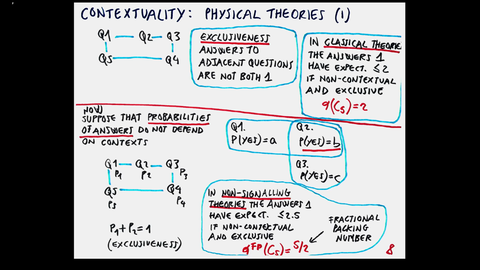Now, this is, as I said, related to non-signaling theories. So the answer 1 has expectation at most 2.5. This is simple to see because you can put half for each of those. So it's half times 5, if non-contextual and exclusive. Now, what is the maximum that you obtain for this? This is called the fractional packing number. Again, it's a combinatorial parameter. How is it defined? You associate a number between 0 and 1 to every vertex, then you want that the sum over all cliques is at most 1, and then you end up with something like this. You can solve this with linear programming.